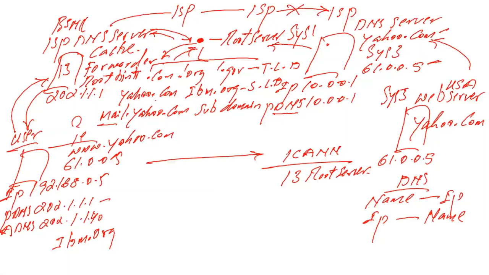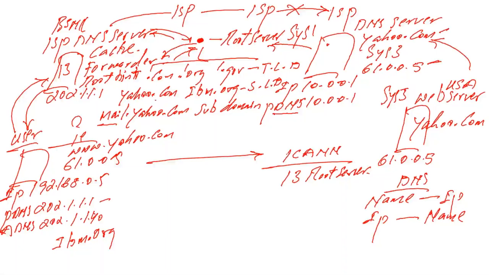Internet Corporation for assigning names and numbers. Names means all your domain names are managed by this organization. Okay, and numbers means public IP addresses. Okay, this organization is managing.